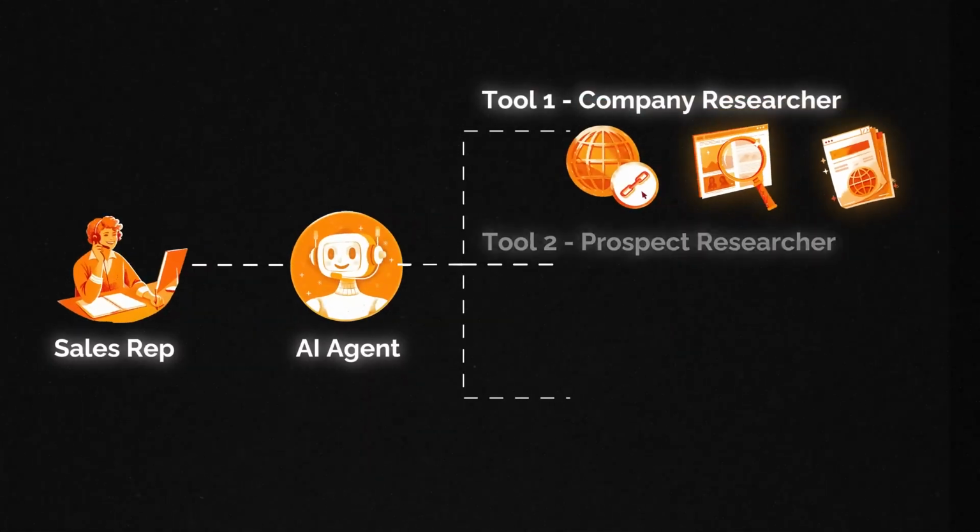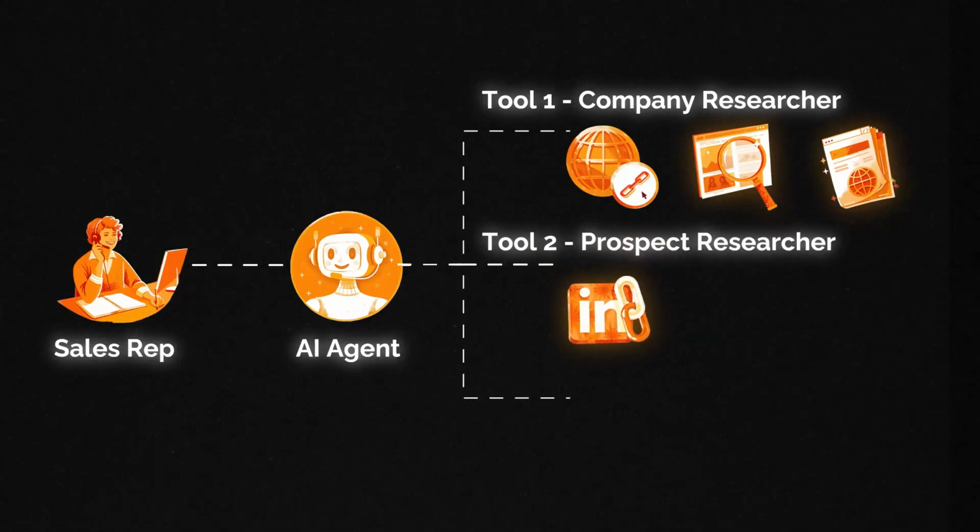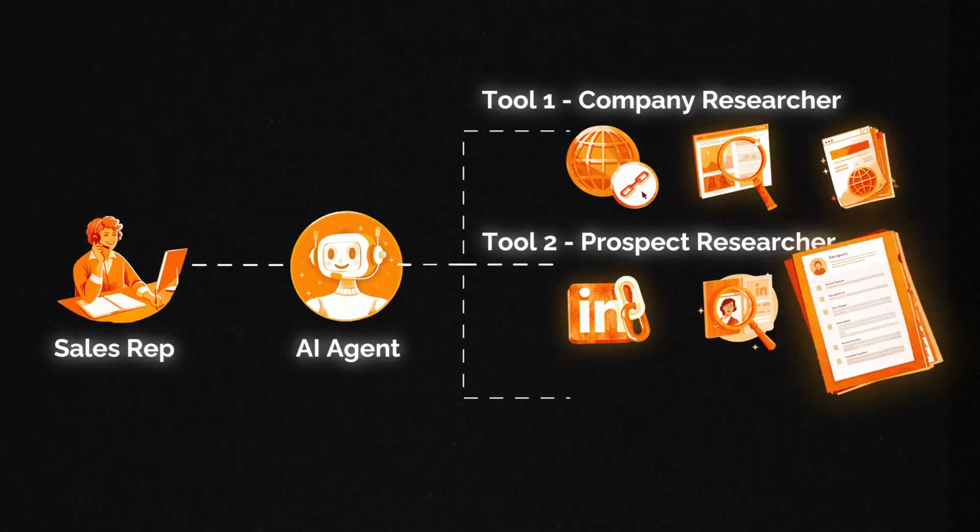Then, this is the LinkedIn URL of the person that we're going to be on a call with shortly. It's going to pass in the LinkedIn URL, take that URL, pull all the information and write a summary about the person. So now we have the company summary and we have the person summary.